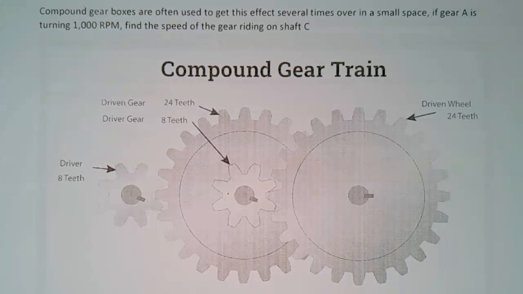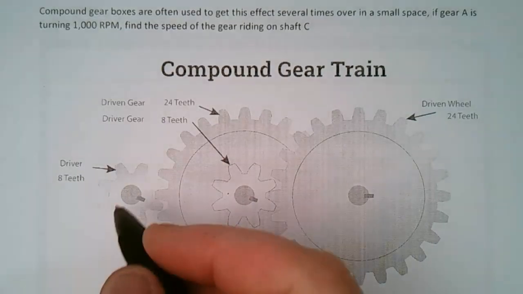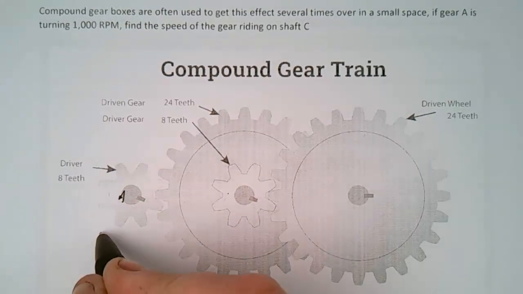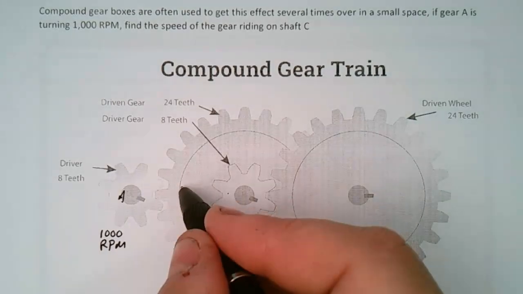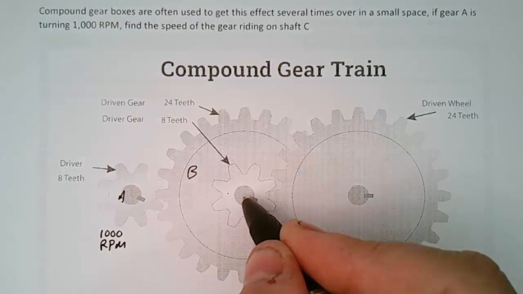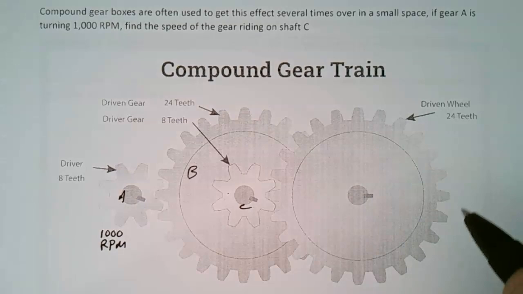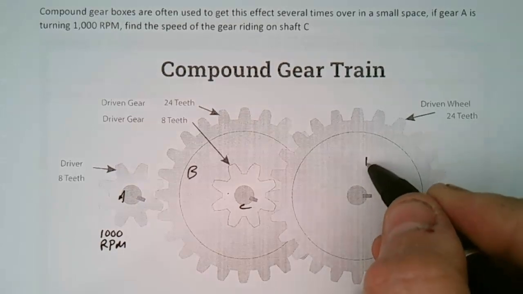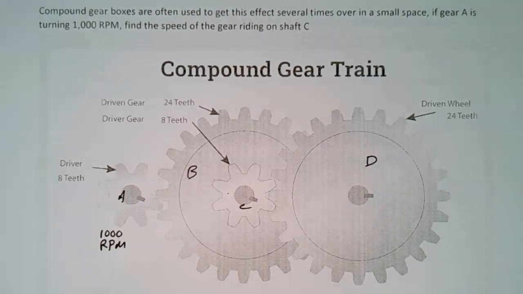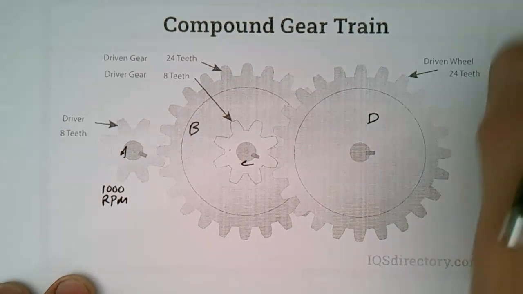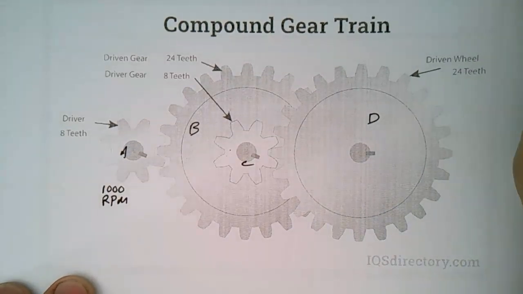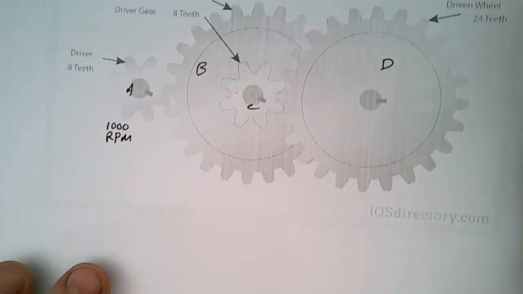Okay? So here we go. They've given us that gear A, this is gear A, and it's turning 1,000 RPM. They want us to find the speed of gear B, the speed of gear C, and then the speed of gear D. We've been given the number of teeth. So we're going to make this work here. So here goes. We're going to do the math.